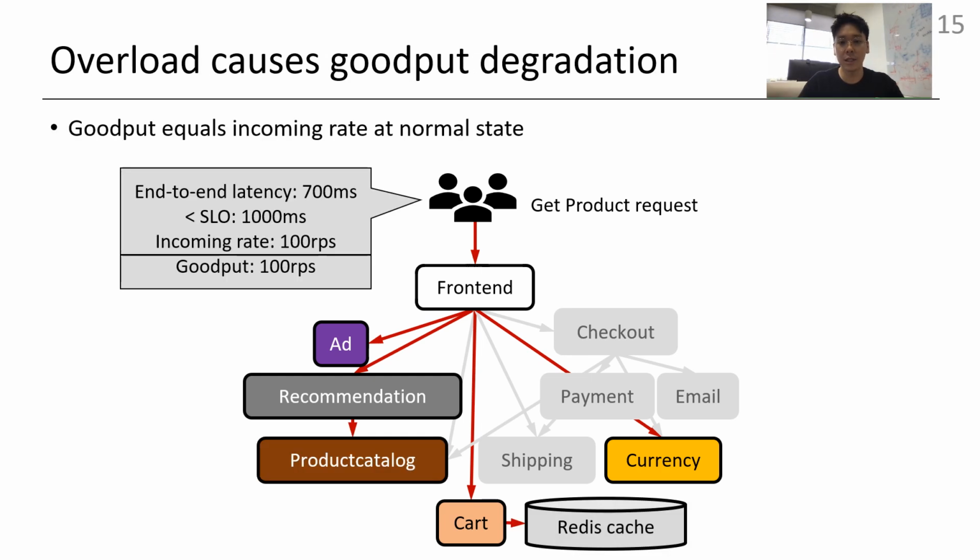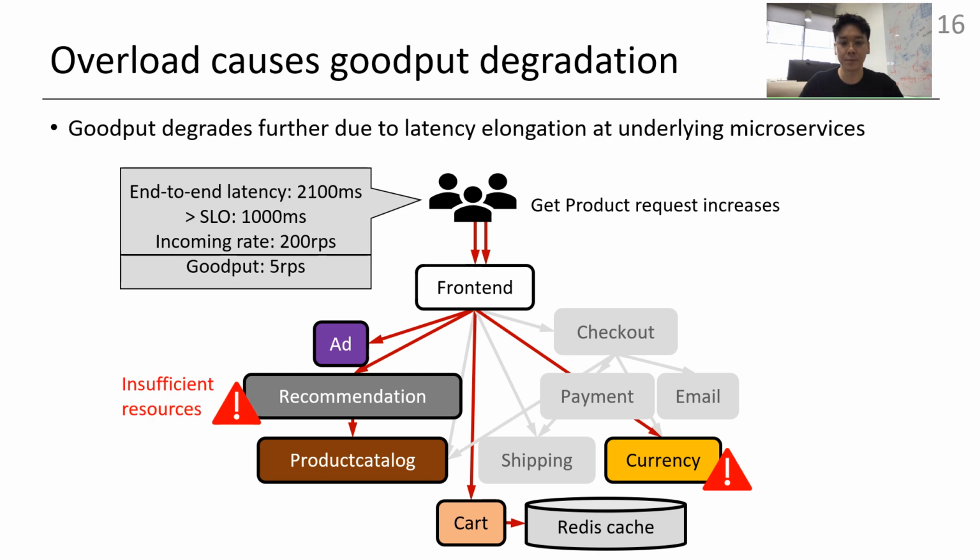Now, I'll briefly explain how overload causes goodput degradation. Before starting, what is goodput? Goodput is the throughput of requests that have been successfully responded to within a predefined latency SLO. So when a microservice application is at a normal state without any troubles, the end-to-end latency of every response would fall within the SLO. Thereby, goodput equals the incoming rate at the entry.